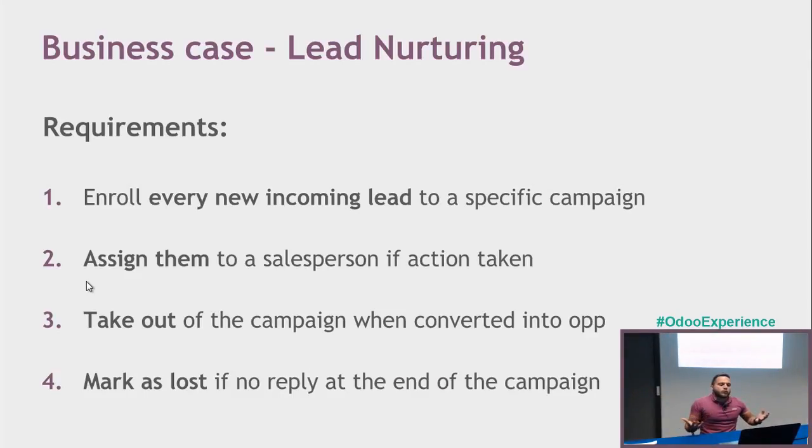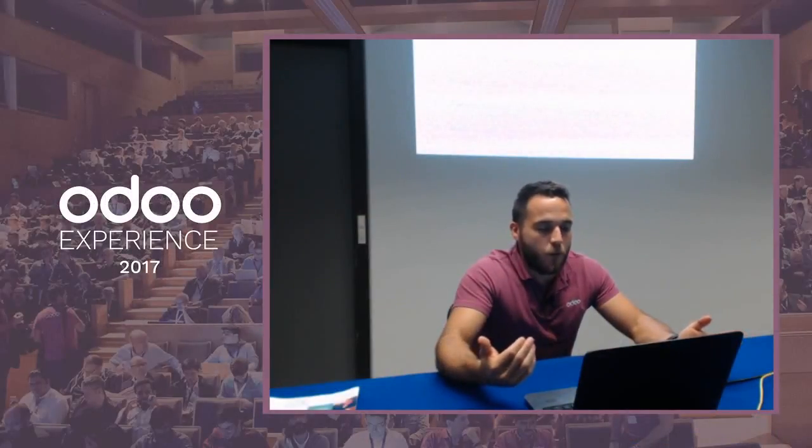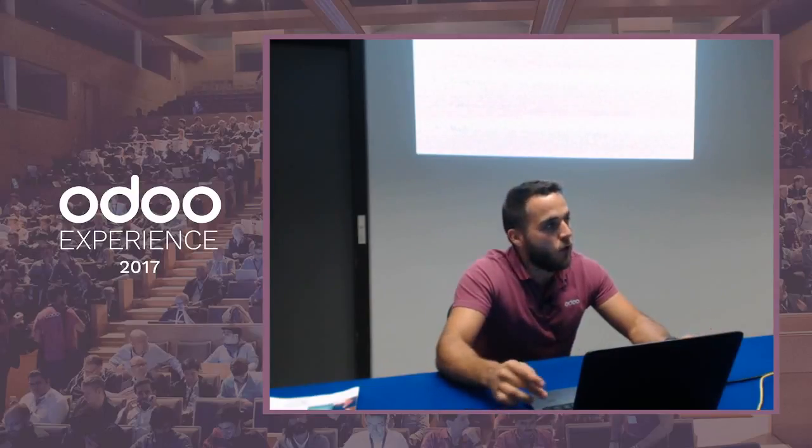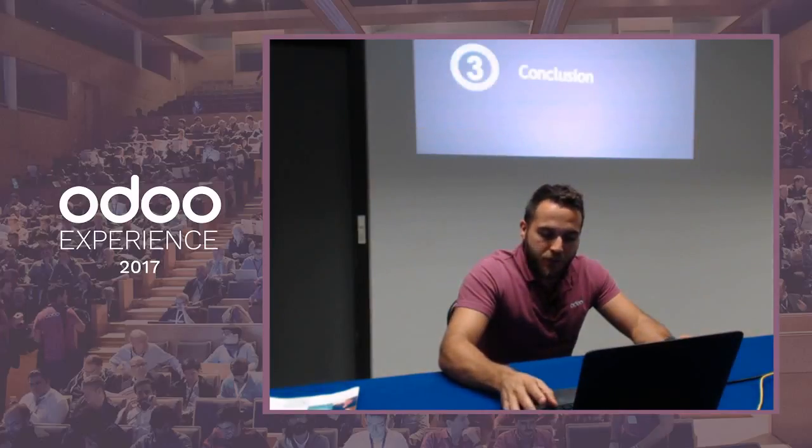Okay, so what I wanted to do, I want to enroll every new incoming lead to a specific campaign, which I did. I wanted to assign them to a salesperson if any action was taken, which I did also. Take the lead out of the campaign when converting into an opportunity, which is the case, okay? Mark as lost if there is no reply at the end of the campaign. So as you can see, you can create a very basic workflow, but you can go even further with the complexity of your workflow, in just a few clicks, okay?